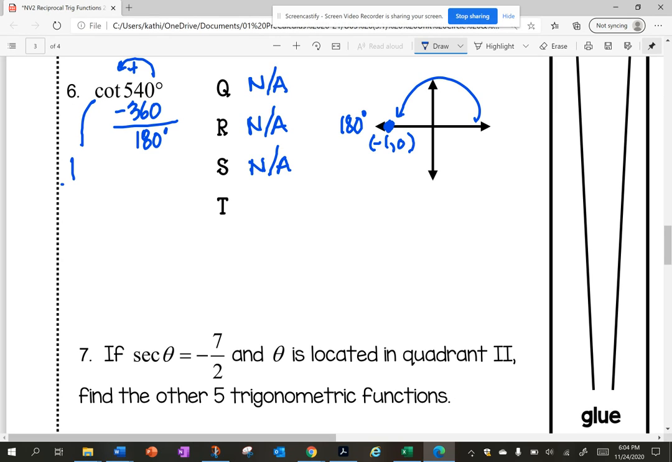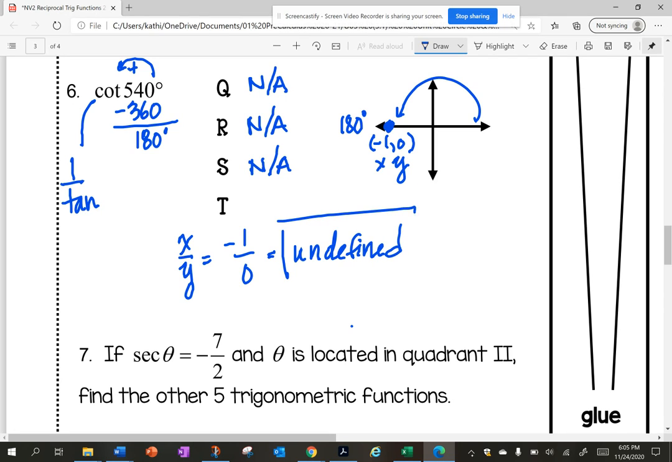cotangent is 1 over tangent. And I know tangent is y over x. So cotangent is x divided by y. So here x is -1 and y is 0. So this is -1 divided by 0. And anything divided by 0 is undefined. Okay, so my answer is undefined. So if I have a point that's on an axis, I'm using those coordinates.